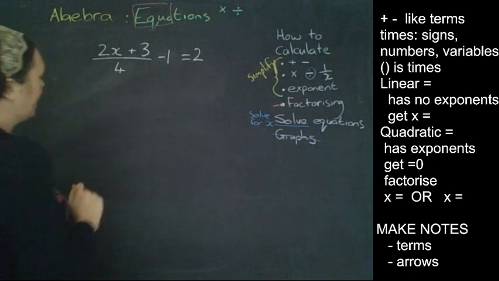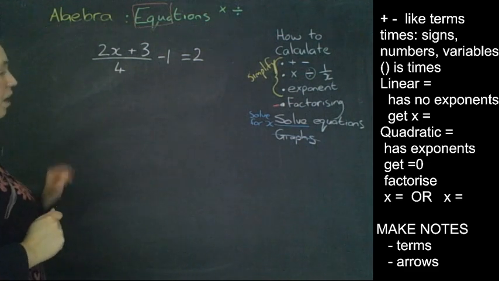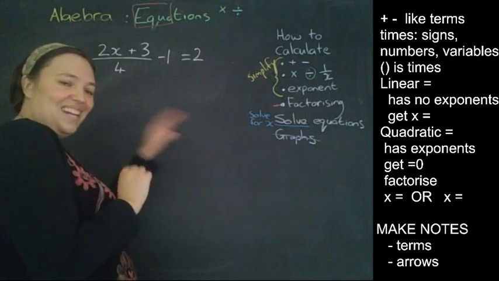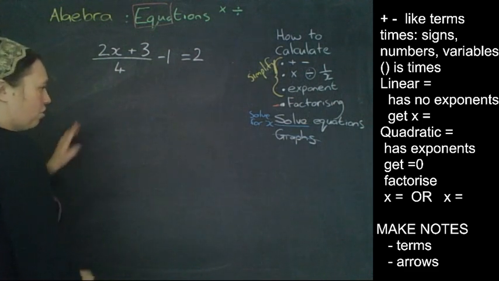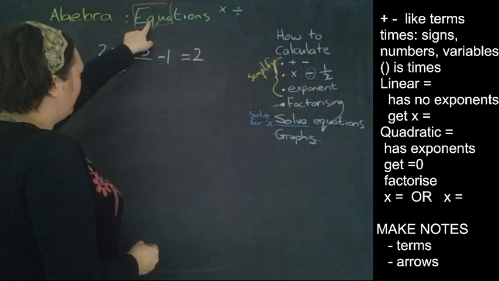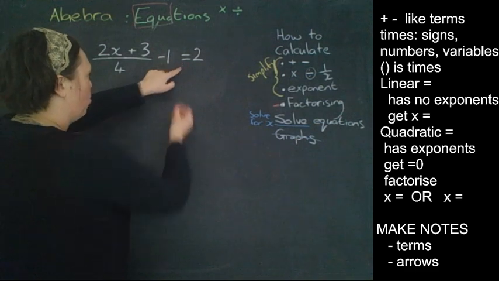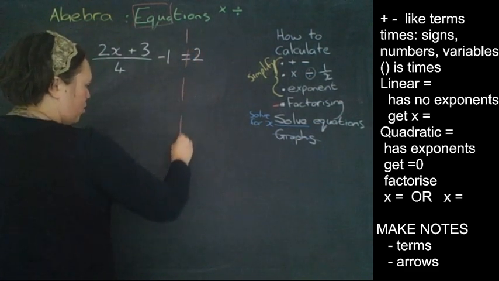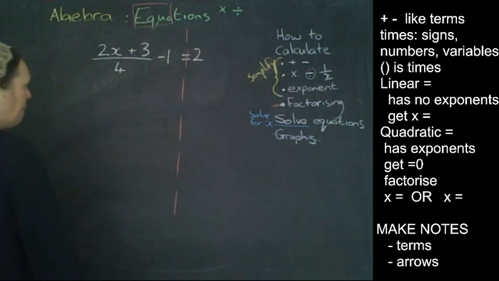Alright, I'm going to leave it like that for now. And then we'll do one more that's got an x on the other side. So let's look. Solve for x. There's an equation. There's an equal in my sum. So I've got 2 sides I'm going to work on.